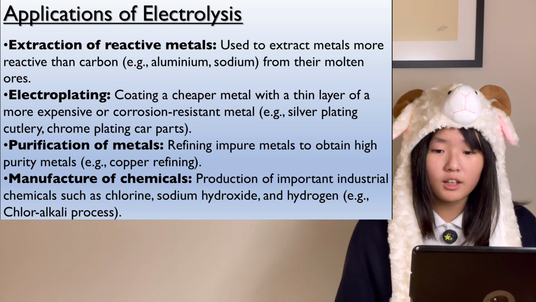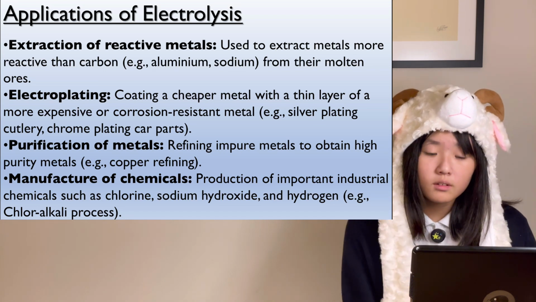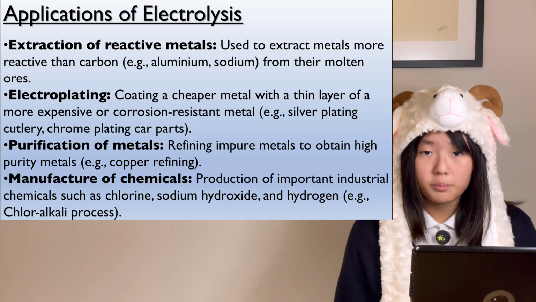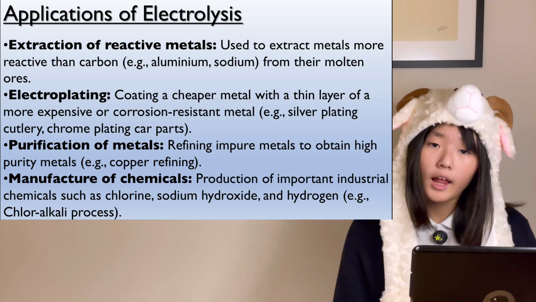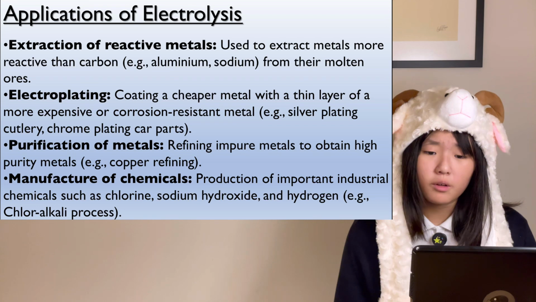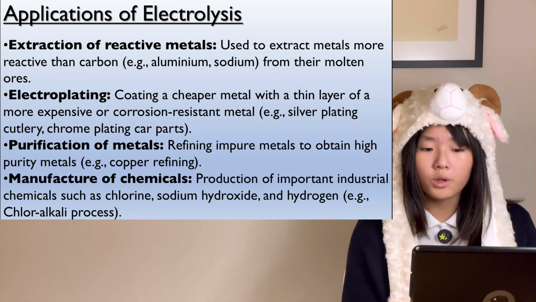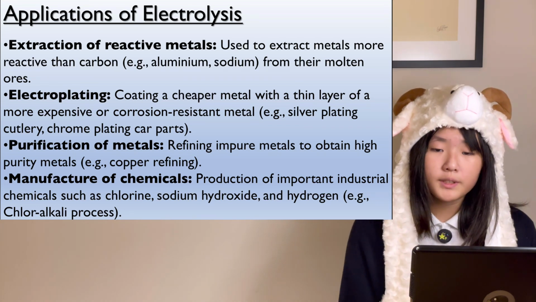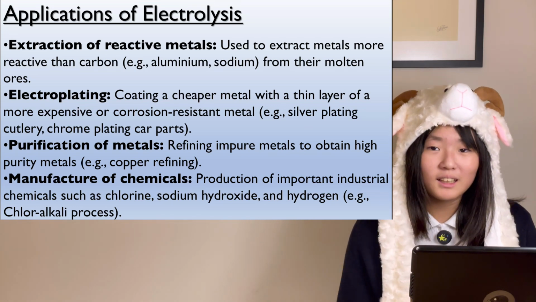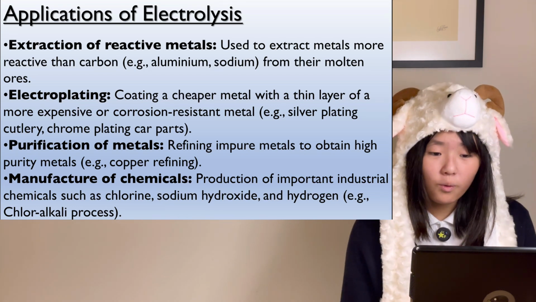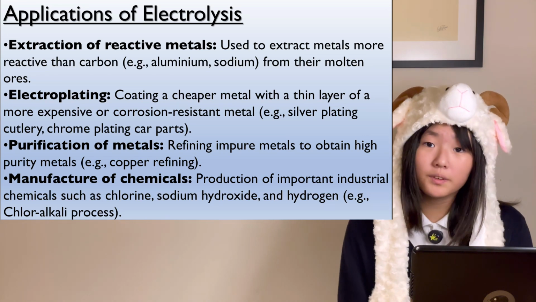Electrolysis is used to extract metals more reactive than carbon, for example, aluminium or sodium, from their molten ores. Electroplating, coating a cheaper metal with a thin layer of a more expensive or corrosion-resistant metal. For example, silver plating for cutlery or chrome plating car parts. Or you can also use electrolysis for the purification of metals.